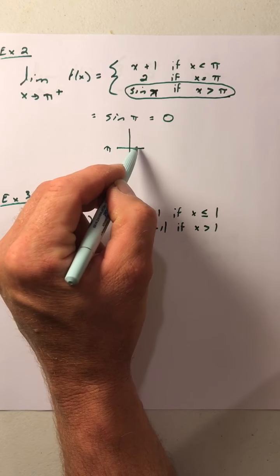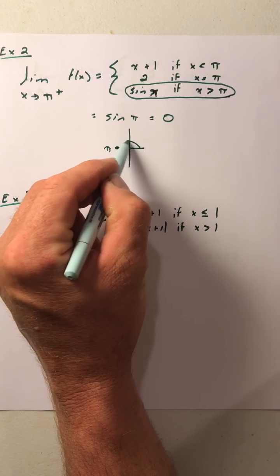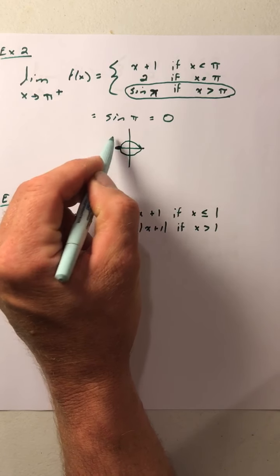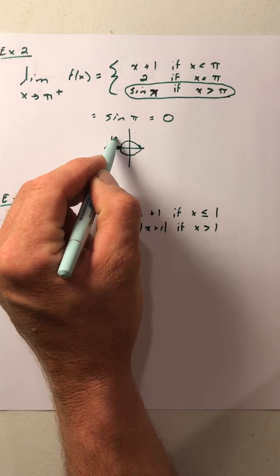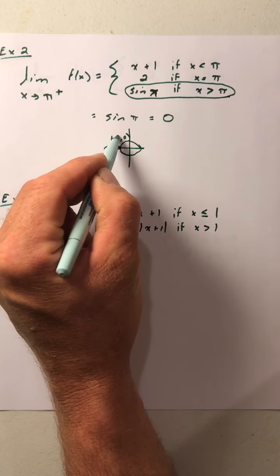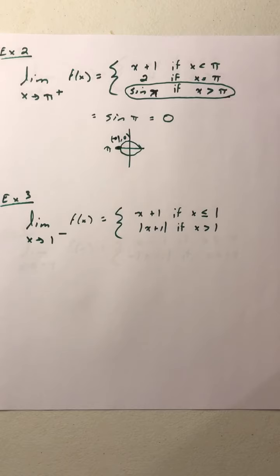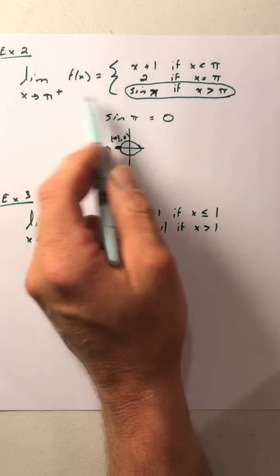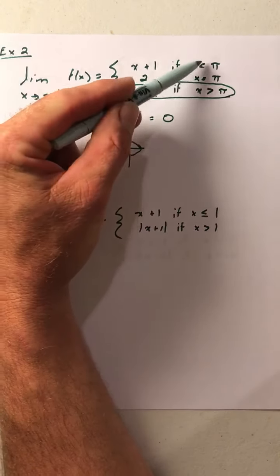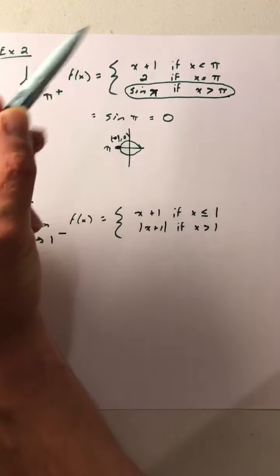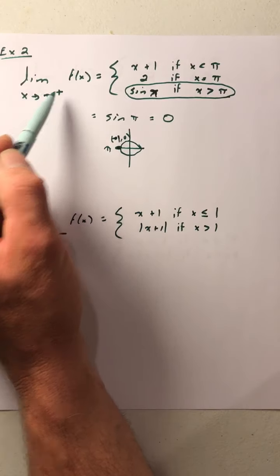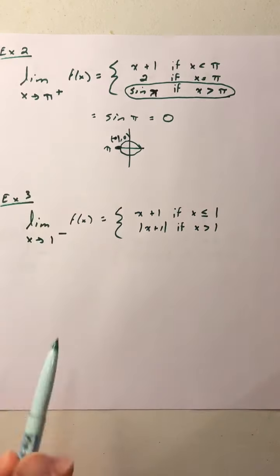Pi is over here, and we have the point on our unit circle, which is -1, 0. All right, and that gives us our one-sided limit. So we're really not interested in the less than or equal to sign when we're looking at a one-sided limit from the positive side.